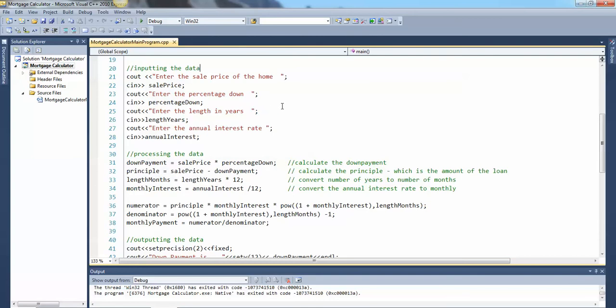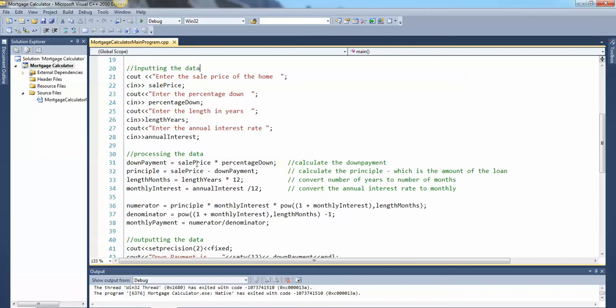We are assuming the user knows to enter 0.20 for 20%. This is not a good assumption, and in future chapters we'll look at ways of dealing with different types of inputs. We are also assuming the user knows to enter 0.04 for 4%.